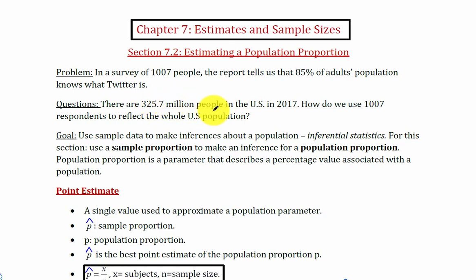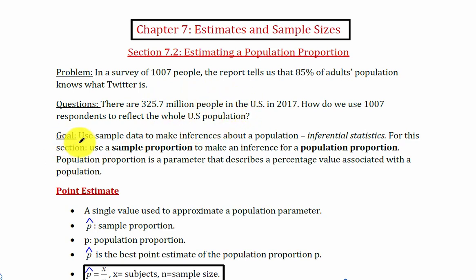there's 325.7 million people in the US. How do we only use this much of 1,007 respondents to reflect the whole US population? And that is the question that we are trying to answer in this section or this chapter.